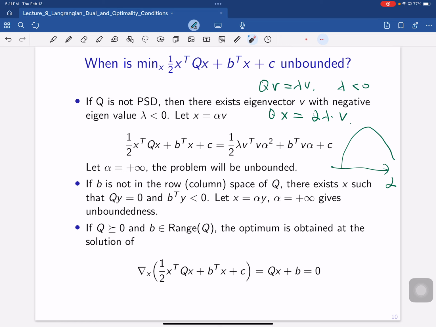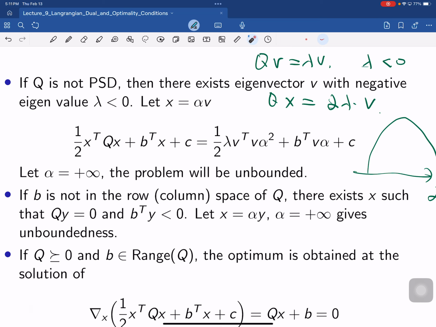This is too complicated. Let me explain step by step. When b is not in the column space of Q, that means b must have some of its part in the null space of Q, because it's not entirely in the column space of Q. Therefore, you can find a vector y, where y is in the null space of Q, but b transpose y is non-zero, because b has some part in the null space of Q.